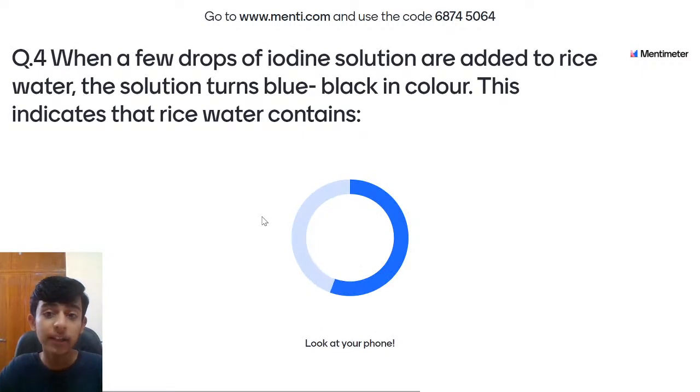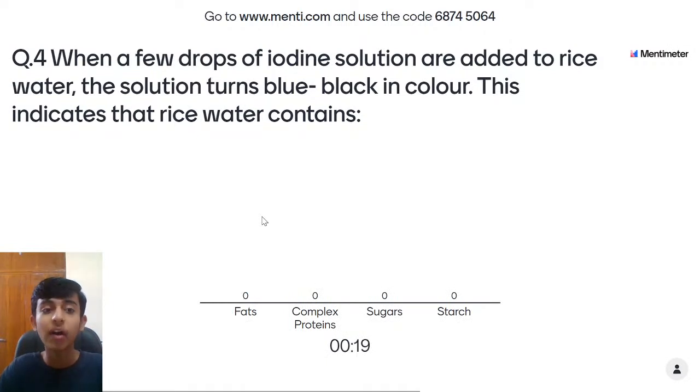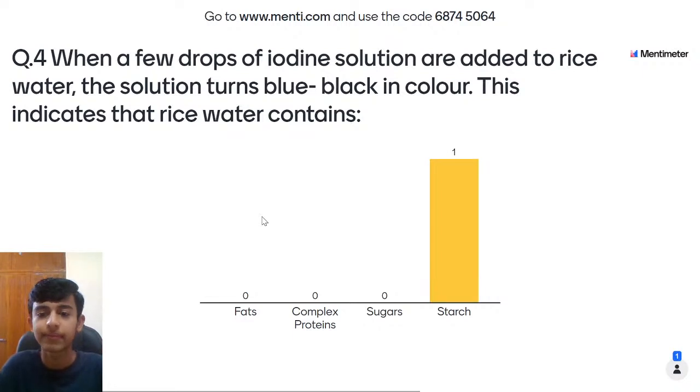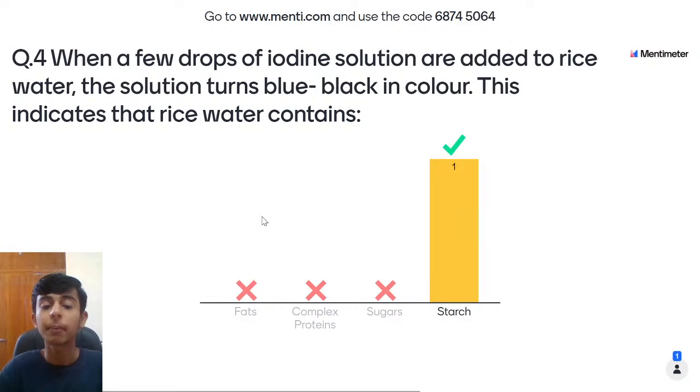When a few drops of iodine solution are added to rice water, the solution turns blue-black in color. This indicates that rice water contains what? Fats, complex proteins, sugars, or starch. What do you think? Absolutely correct. It contains starch because whenever we do the iodine test, the solution turns blue-black in color, which indicates that it has starch.